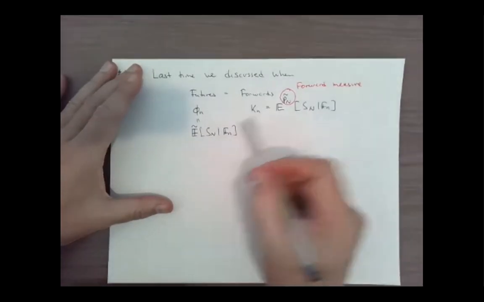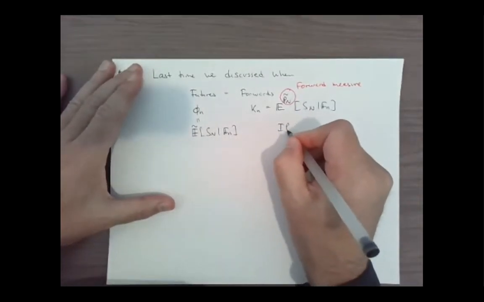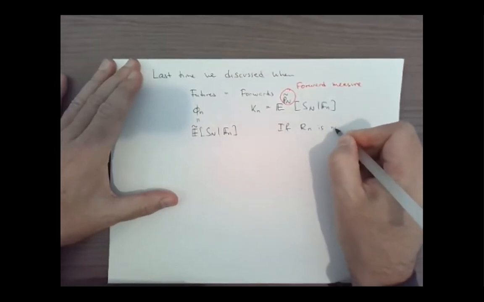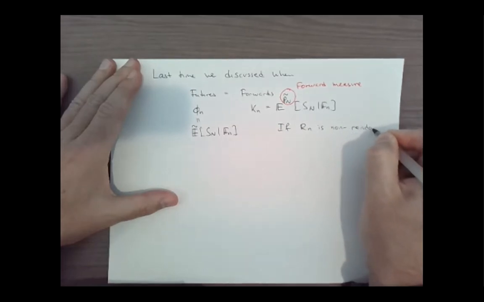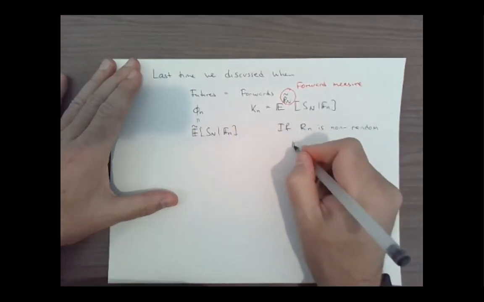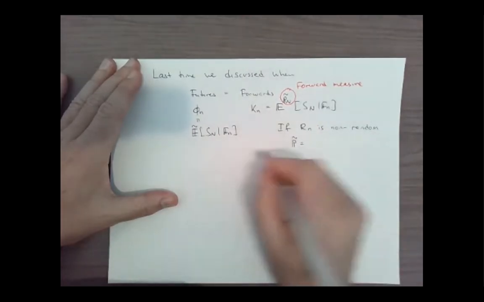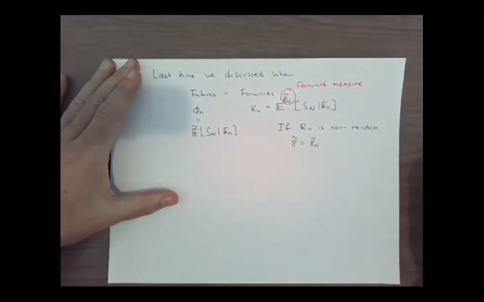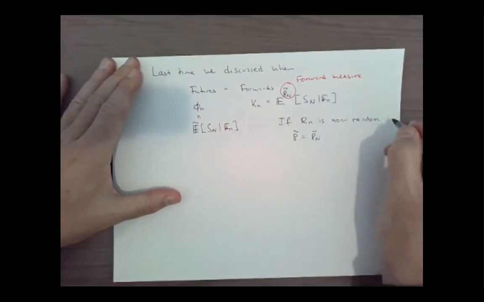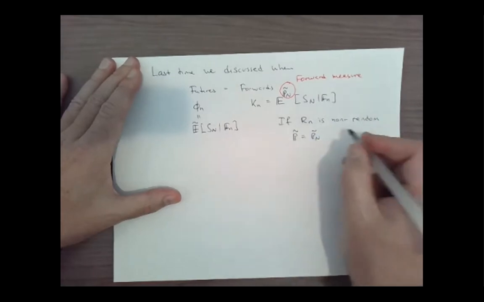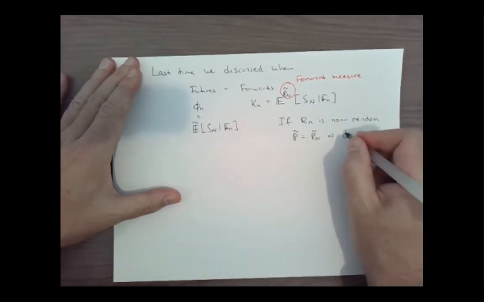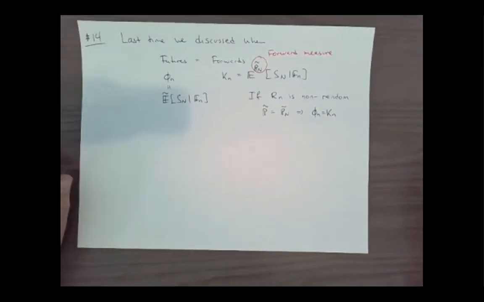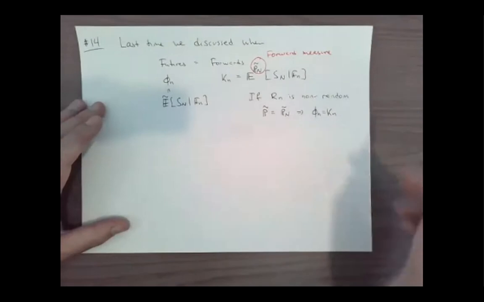And so an easy condition here is, if Rn is non-random, then the risk neutral measure is exactly the same thing as the forward measure. So if this is non-random, we'll have this, and that's going to imply that phi n is equal to kn. So we had quite a discussion about forward measures last time.